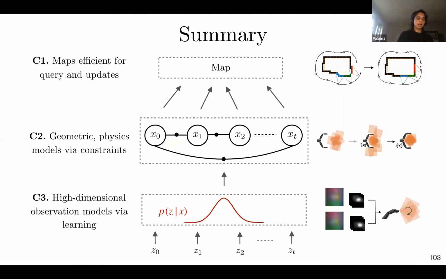Okay, so in summary, we looked at the 3 challenges, where first we looked at maps that are efficient to update and query between SLAM and planning. Challenge 2 looked at incorporating physics-based constraints in the graph optimizer. And in challenge 3, we looked at how to handle high-dimensional tactile measurements within the graph optimizer.